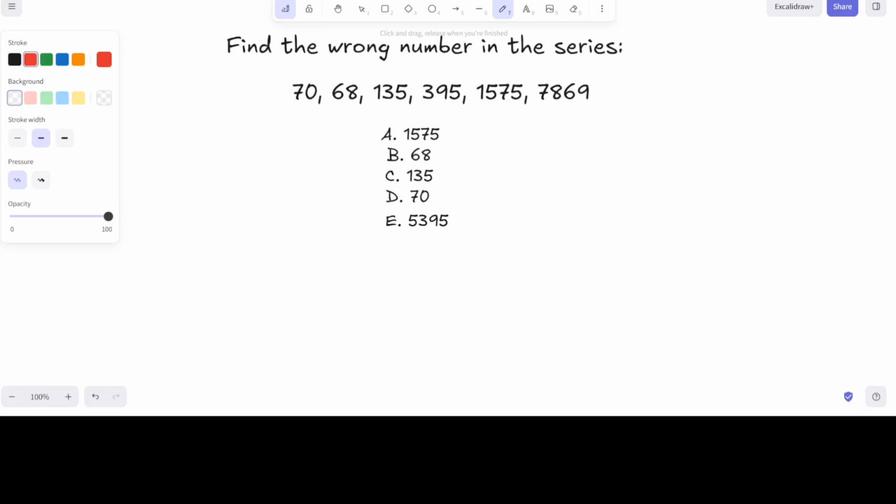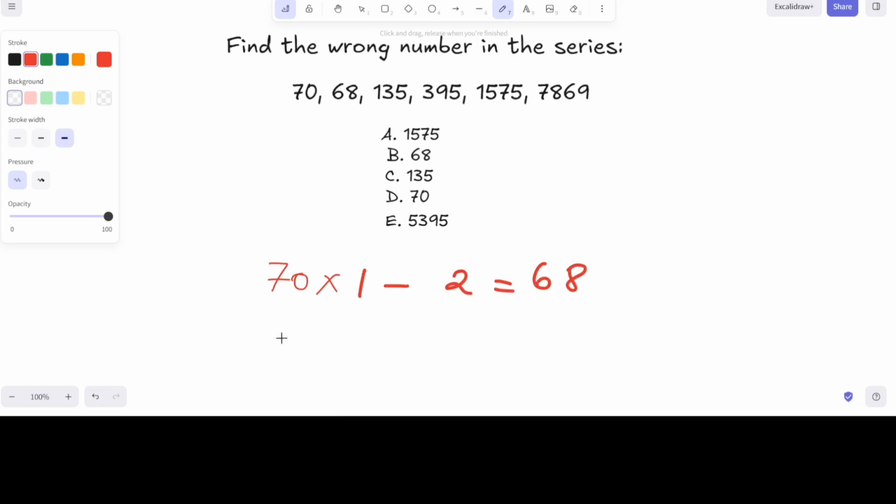Next question, find the wrong number in the series 70, 68, 135, 395, 1575, 7869. Please try to solve this yourself first, then look into the solution. Okay, let's solve this. First term is 70, second term is 68. So we should think how we can obtain 68. So 70 into 1 minus 2 equal to 68, right?